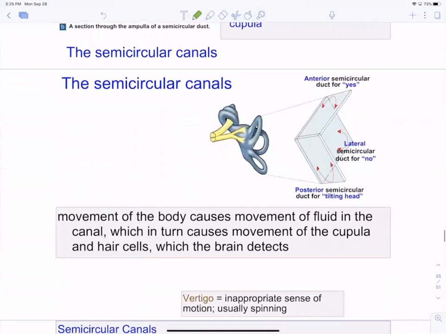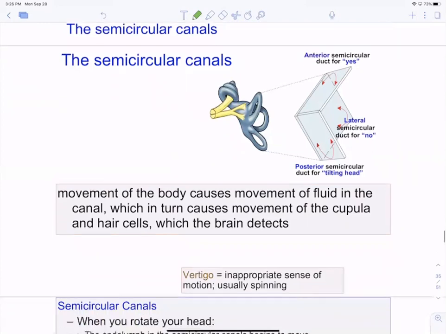So the lateral semicircular canals, if you were to shake your head no, or if you were to spin around to the right or spin around to the left. The anterior semicircular duct, anterior is for yes, so that would be doing a front somersault or a back somersault. And then the posterior semicircular canal would be like doing a cartwheel to the right or a cartwheel to the left, right? So that's more of a tilting.